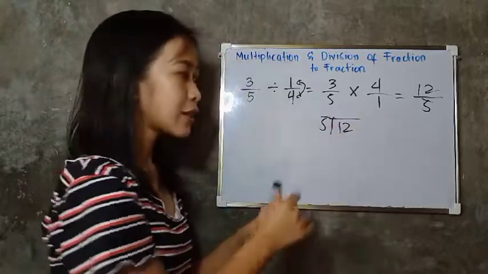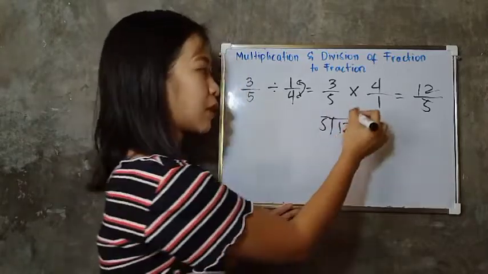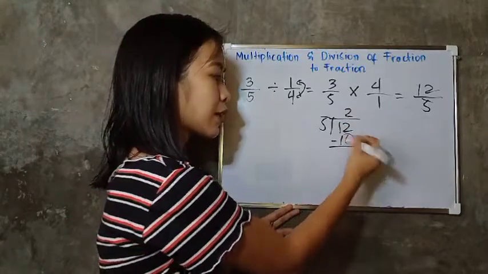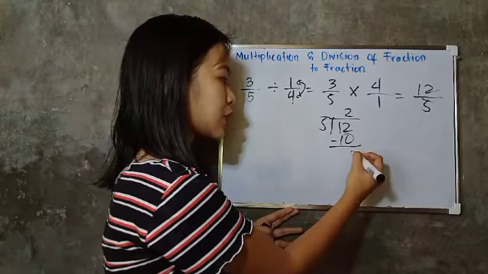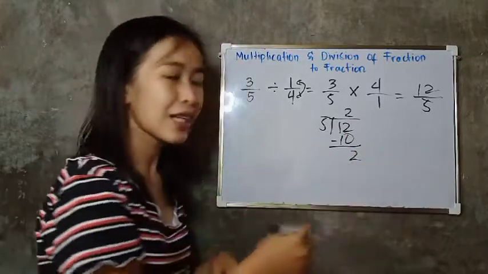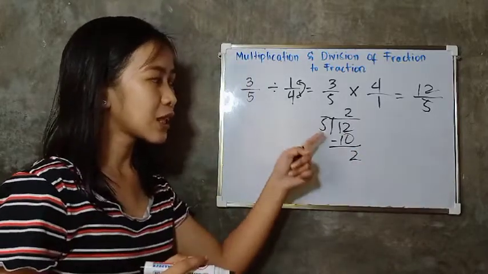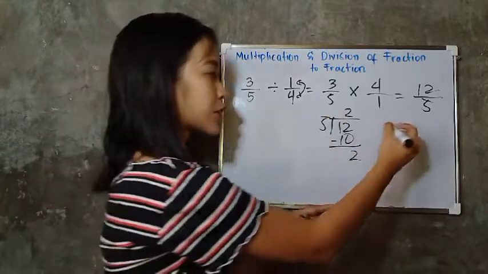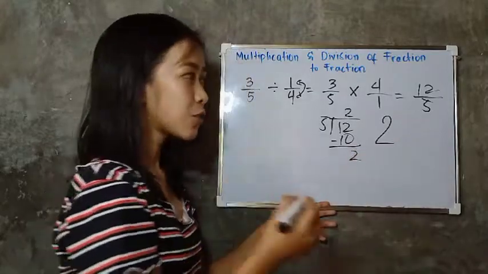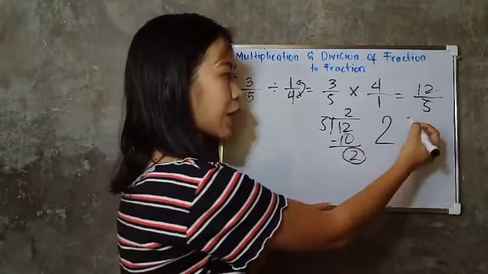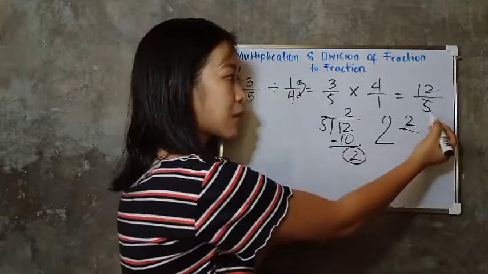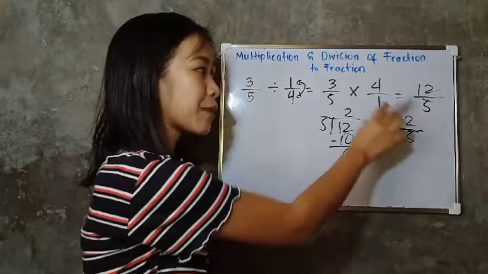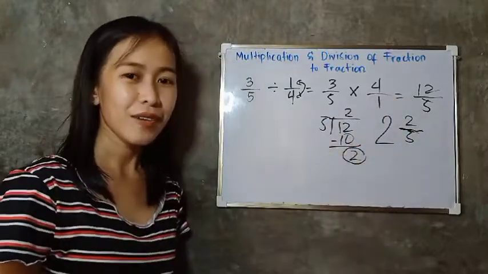and 5. And then, ilan bang 5 meron sa 12? Diba, dalawa? And then, of course, multiply 2 times 5 is 10. And then, subtract. 12 minus 10 is 2. Alright? So, si 2 ay hindi na natin kayang i-divide or hindi na siya kayang i-divide ni 5. Kaya naman, yung ating pinaka-quotient or sagot, siya yung ating whole number. And then, yung ating remainder, siya yung ating numerator. And then, just copy the 5 as our denominator. So, ganun lang kadali i-change ang improper fraction to mixed fraction.